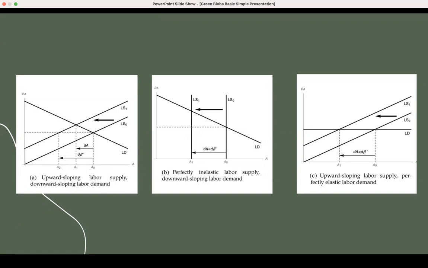Additionally, image B is going to show when labor is perfectly inelastic, and how changes in this labor are going to affect the equilibrium price. It's going to shift to the left again, decreasing supply, increasing price. And additionally, when we do have a perfectly elastic labor demand, a shift in supply is going to result in the same price of labor, however, a smaller quantity.